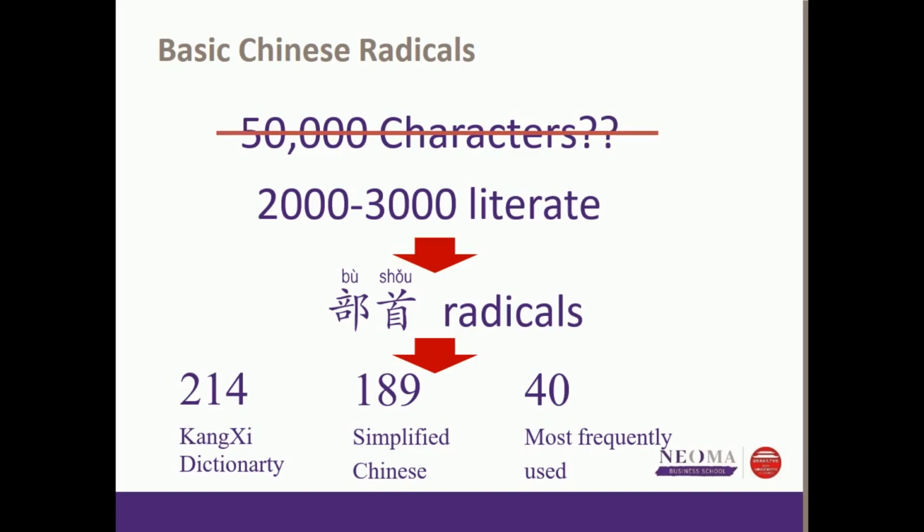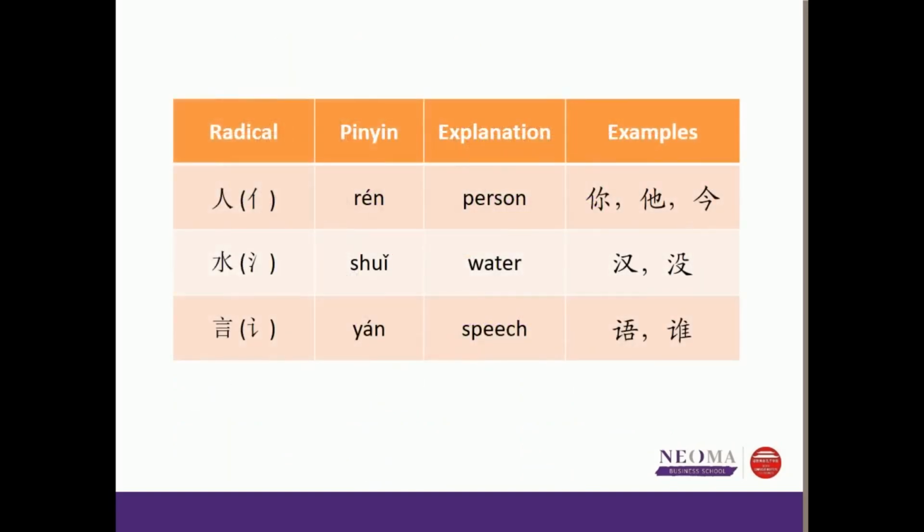So today I'm going to introduce only 3 radicals. For the first one, you have already seen these characters. It's the 人 radical. It means person. Sometimes it is written in this format, which is called a standing person. And you saw it in 你, 他, and 今. So these are normally related to a person.